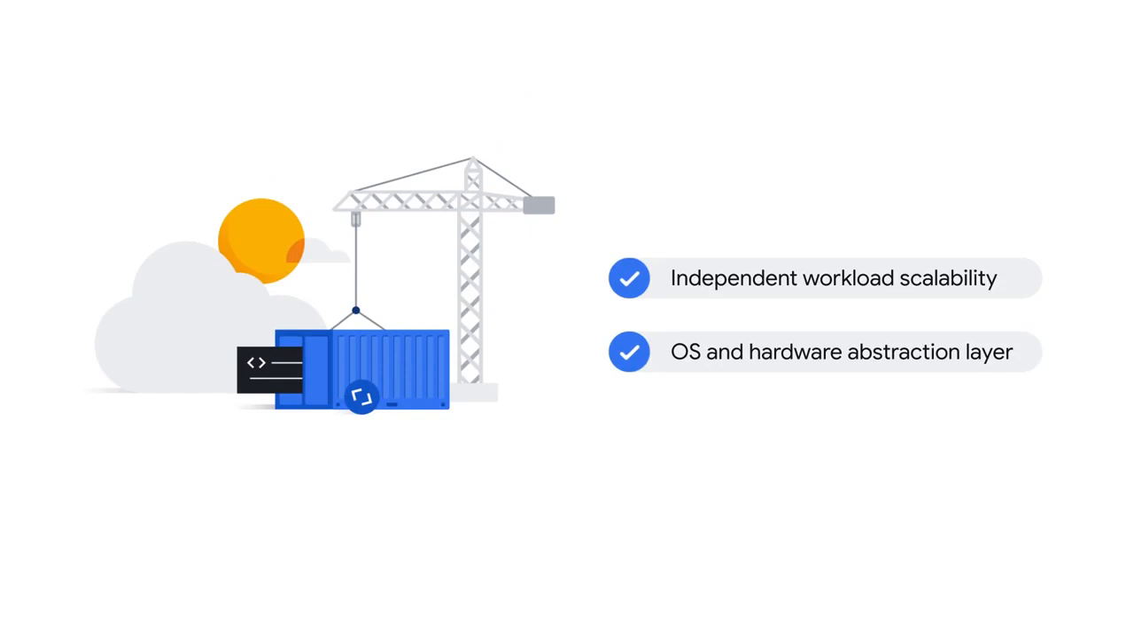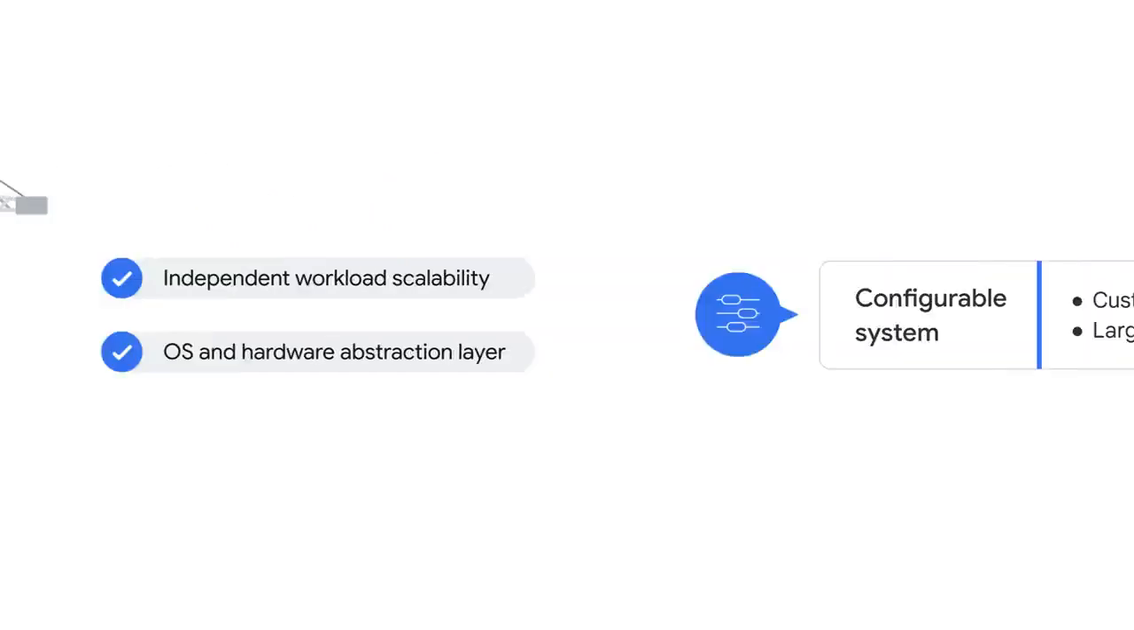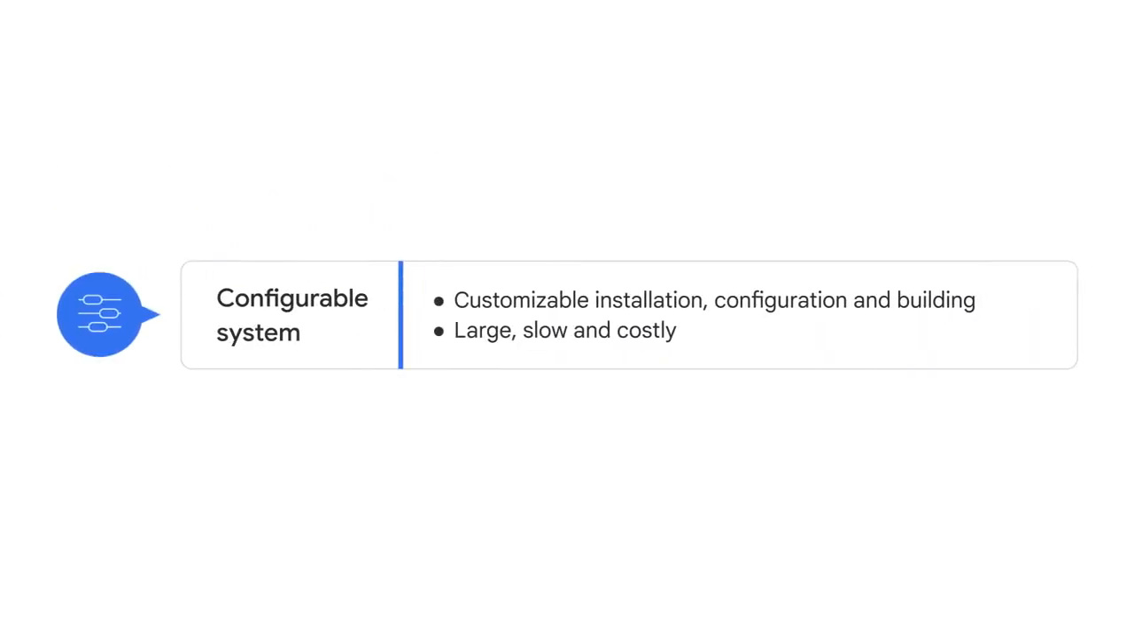This is where containers come in. The idea of a container is to give the independent scalability of workloads in PaaS and an abstraction layer of the OS and hardware in IaaS. A configurable system lets you install your favorite runtime, web server, database, or middleware, configure the underlying system resources such as disk space, disk I/O, or networking, and build as you like.